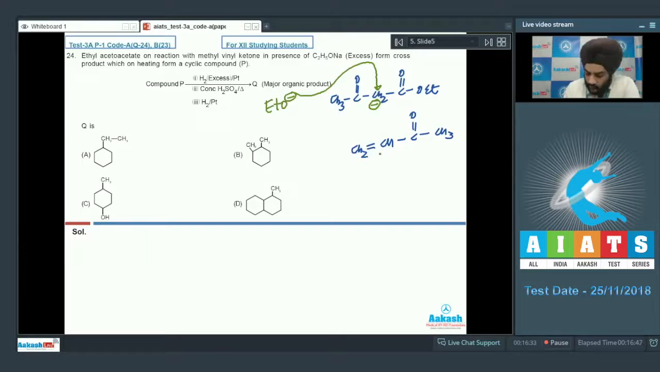So students, we have a conjugated system, an alpha beta unsaturated carbonyl compound, and this nucleophile generated will give a 1,4 addition product with this substrate. So it is going to attack here and the product formed will be a 1,4 addition product. So we'll have this structure.